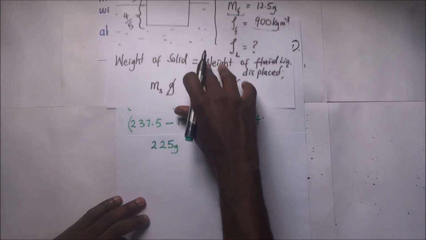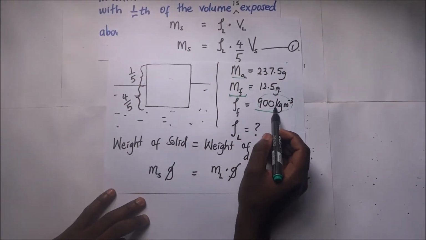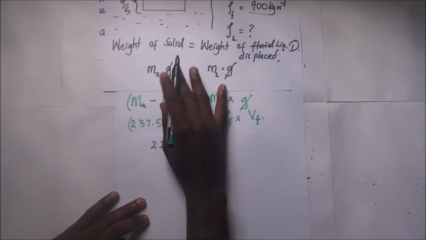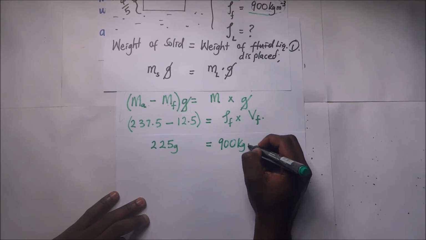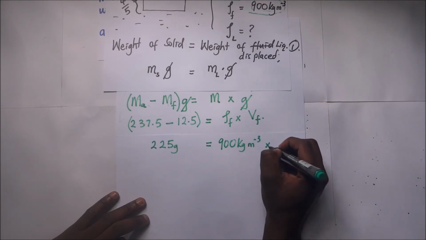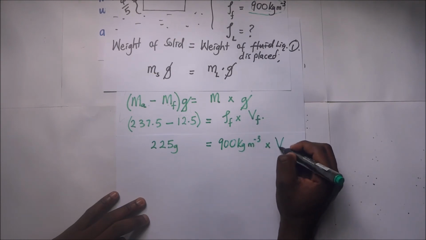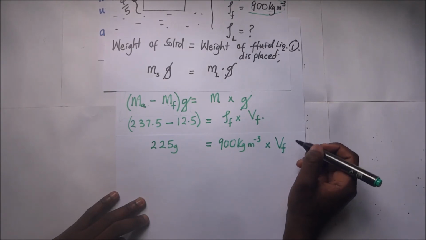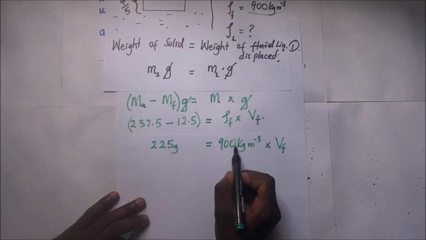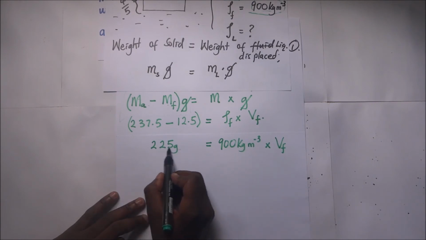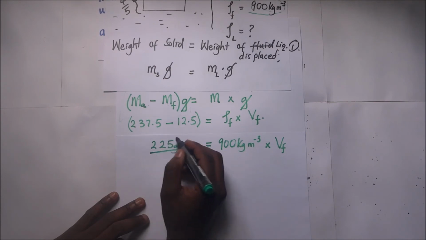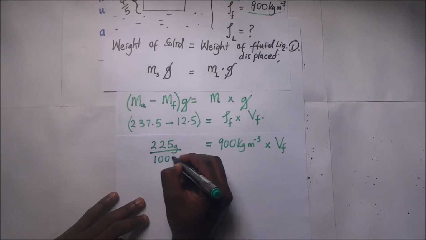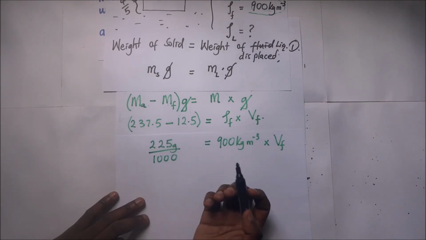Now, according to our question, the density of the fluid is 900 kilograms per meter cubed. So this is going to be 900 kilograms per meter cubed, multiplied by the volume of the fluid that was displaced. Now you realize this is in grams, this is in kilograms per meter cubed. It's only safe to convert this to kilograms as well to harmonize the units. So to convert this to kilograms, we shall divide by 1,000.